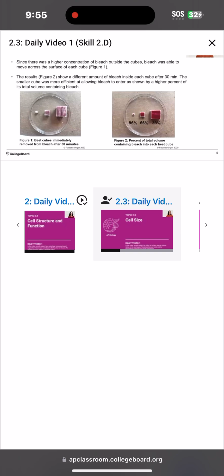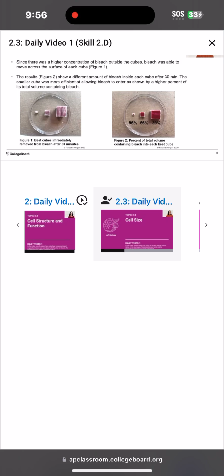So cells need a sufficient amount of surface for exchanging materials with its surrounding environment. And we can quantify the amount of surface available for materials to move by calculating the surface area of the cubes in this case. The surface area of a cell is defined as the amount of surface covering the outer part of the cell.